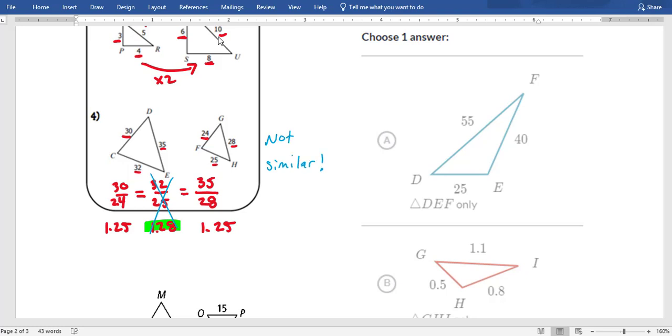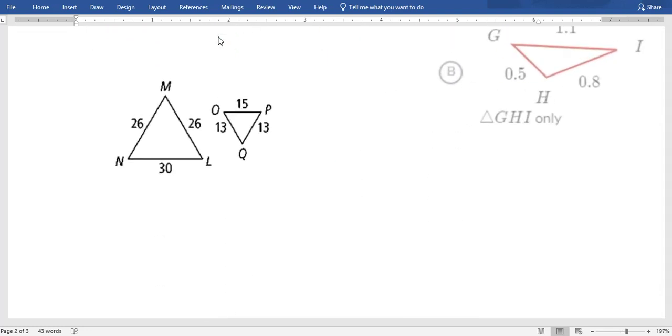And that's all there is to it with side, side, side. You either decide that they're all the same, they all end up with the same ratio when you do smallest over smallest, medium over medium, and largest over largest. They have the same scale factor, or they don't. Let's check out another example and see if we can figure this one out.